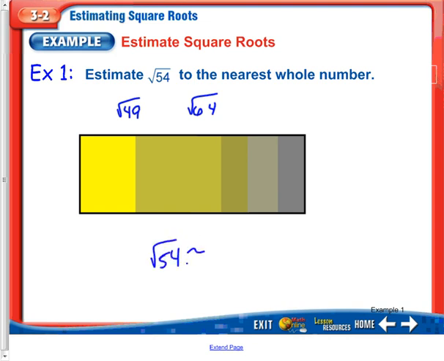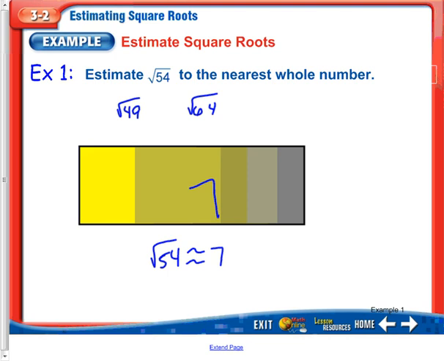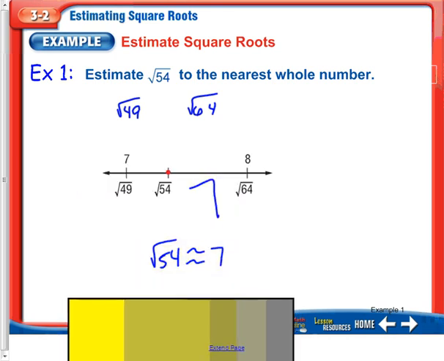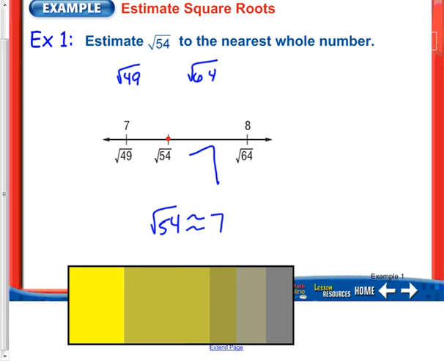is about 7. So if we move this screen down, we can see it graphed here, and I'll erase my mark here. And so we can see here a visual of how it is closer to the 7 than it is the 8.